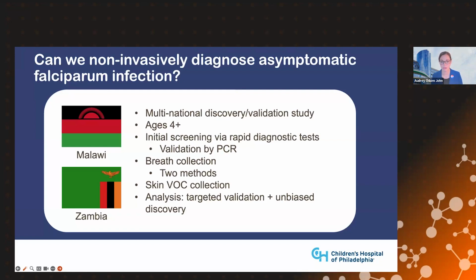So we're going to be enrolling simultaneously in 2 different countries, Malawi and Zambia. And ages 4 and up, so we'll be collecting both children and adults, doing initial screening via rapid diagnostic tests, with individuals who are positive or negative, hoping to obtain a balanced set to obtain breath collection from those individuals, both using our standard breath collection device and the Alstone Receiva device to compare those 2, particularly in children. We'll also be collecting skin biopsies, again hoping to identify other non-invasive biomarkers that will detect asymptomatic falciparum infection.